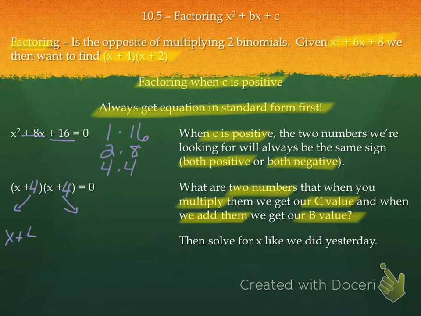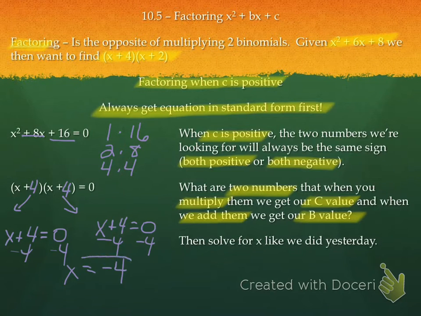Then I split these off into two separate equations. x plus 4 equals 0, x plus 4 equals 0. Minus 4 and minus 4. So x is equal to negative 4.